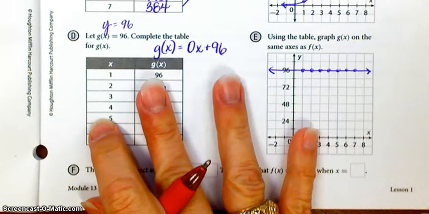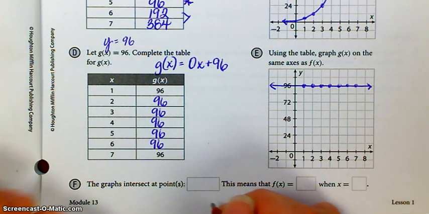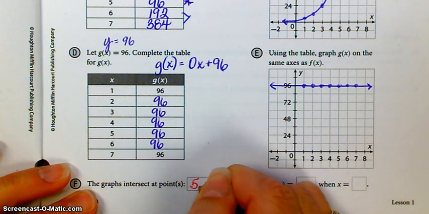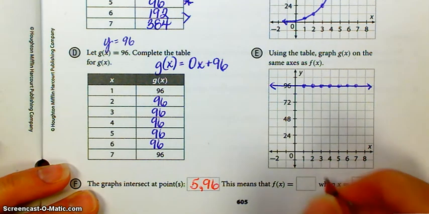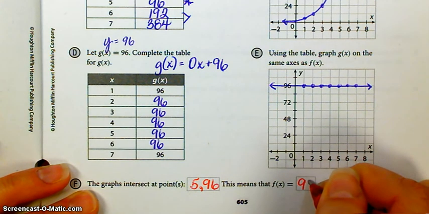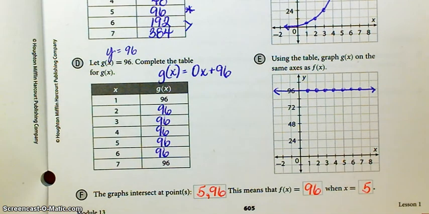And I'll explain why you should care about that in just a second. All right. The graph intersects at 5, 96. And this means that f of x equals 96 when x is 5. Okay, so let's continue on the next page.